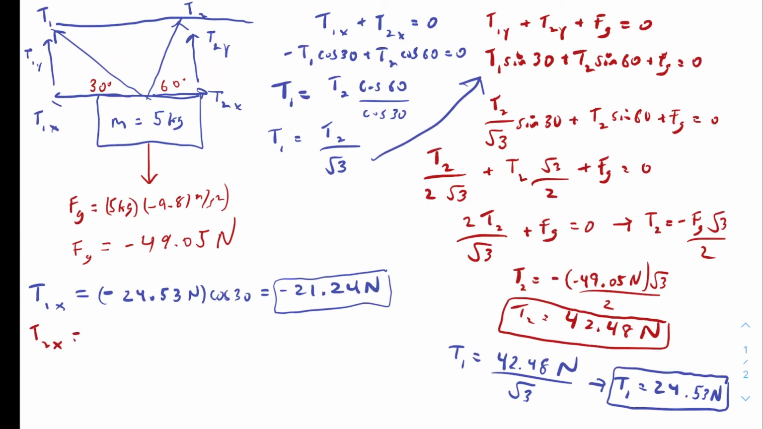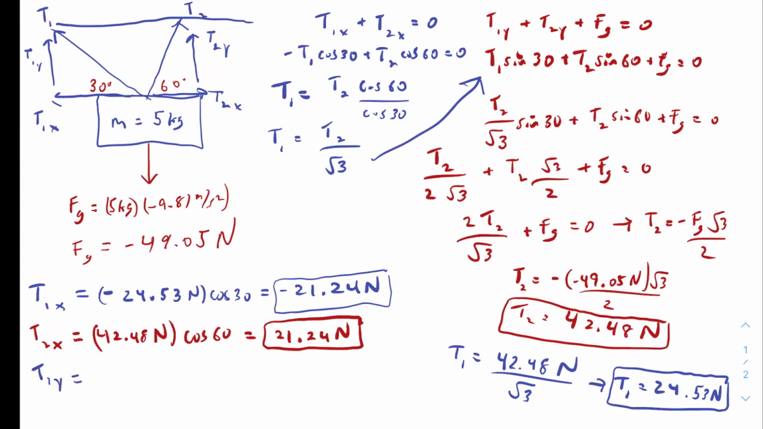We know that T2x is equal to T2 times the cosine of 60. Plugging in the value that we found for T2, we find that T2x is equal to 21.24 newtons. We can also see that this value makes sense since it cancels out T1x, leading to a net force of 0 in the x direction.